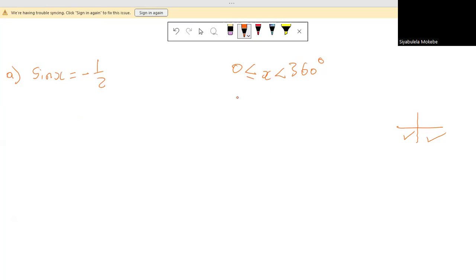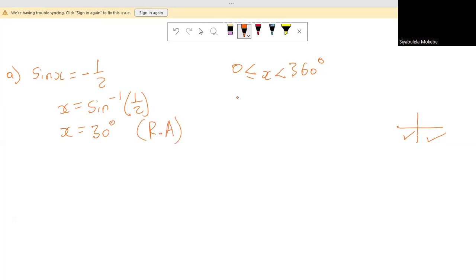Okay, now that I'm done with this, I'll look for my reference angle. To look for my reference angle, I use the inverse, remember, we just take the positive value. So the inverse of half, that is 30 degrees. Remember, you can check that with your calculator. So that's my reference angle.